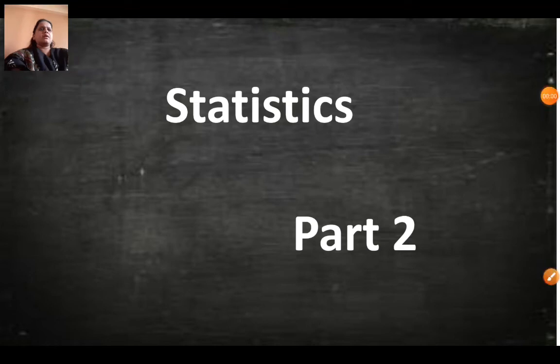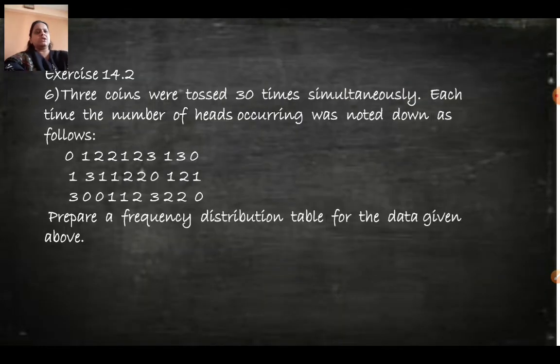Hello children, let us continue with our chapter Statistics with part 2. In the previous part we have seen the introduction of statistics with all the types of frequency distribution table, that is grouped frequency tables, ungrouped frequency tables and the terms related to that. So today we will continue with our exercise 14.2. In this 14.2 we have already completed the first 5 questions in our live session. So today we will continue with the next one.